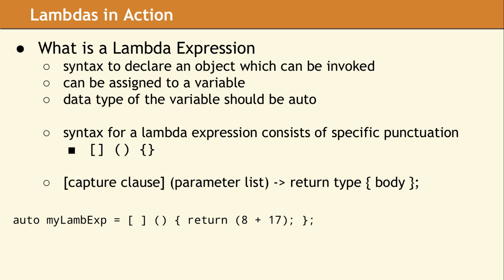This specifies which outside variables will be available inside the body of the Lambda. It is not necessary to capture any data, however the square brackets are always required. Next comes the parameter list, which is very similar to the parameter list for a normal function. This can be followed by an arrow and a data type. This data type declares what the Lambda expression will return when invoked. Normally this can be deduced, so no return type is required. The last portion is the Lambda expression body, which is enclosed in curly braces and has the same purpose as any other function body.